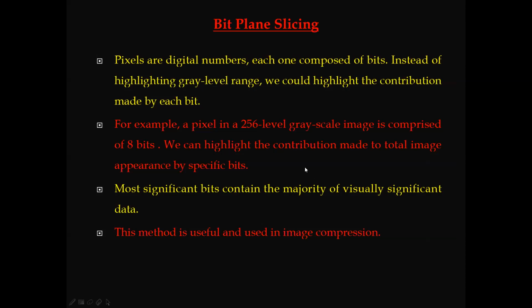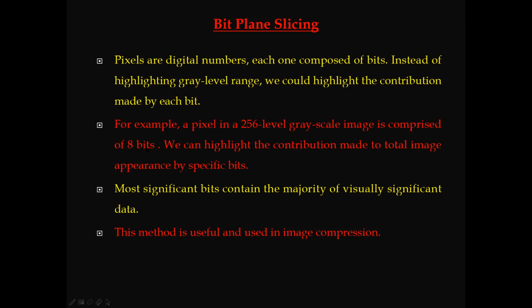Okay. Next, coming to the bit plane. In bit plane slicing, images need to be converted into bit planes. See, pixels are digital numbers, each one composed of bits. So instead of highlighting the gray level range, we could highlight the contribution made by each bit also. For example, let us consider a 256 level grayscale image comprising of 8 bits.